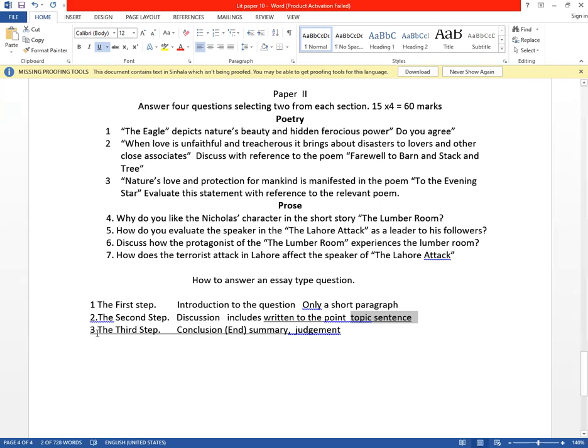Right. Then the third step, conclusion, that is your formal ending. Formal ending. You cannot just finish your answer. You have to give it a formal ending.